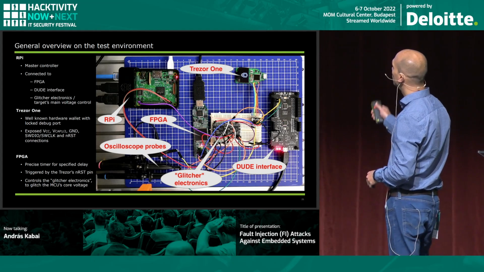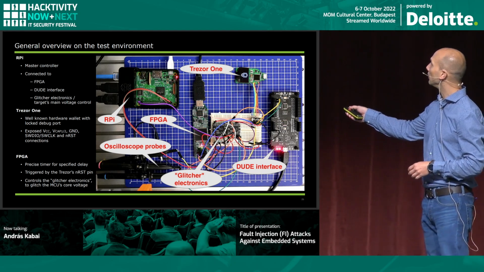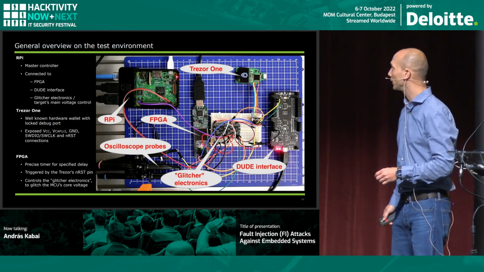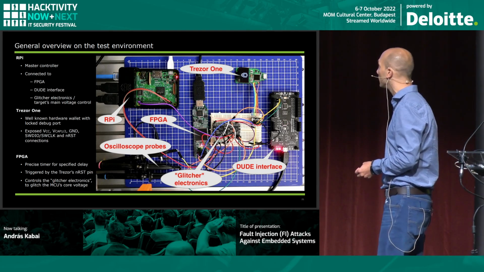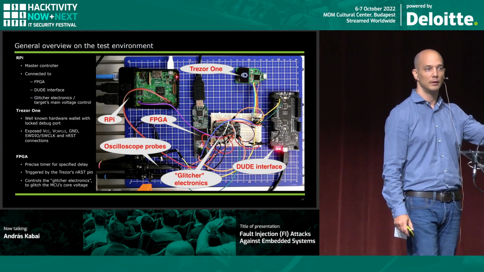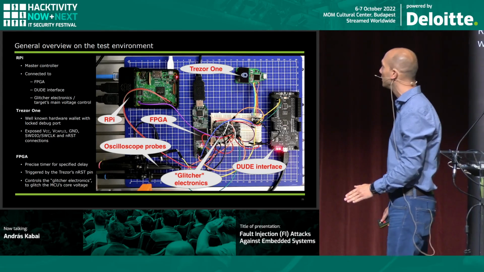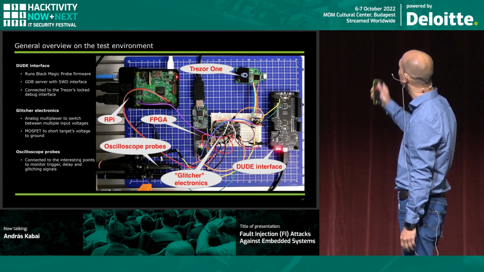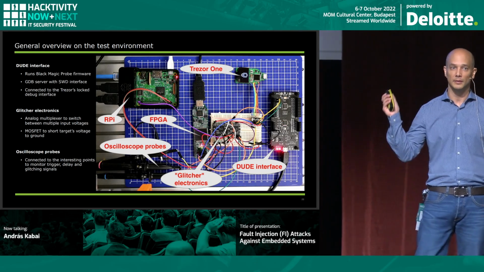There is a Trezor One, of course, which is the target. The FPGA, this is the iStick development board, where I have a custom Verilog and a bitstream downloaded to the FPGA that is acting as a precise timer from the trigger to execute the actual glitching. There is a DUD interface that I'm running as a GDB server.